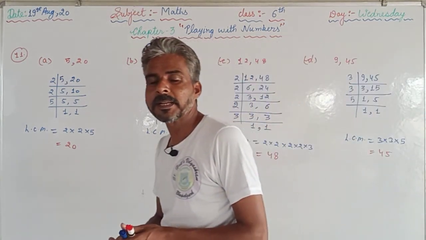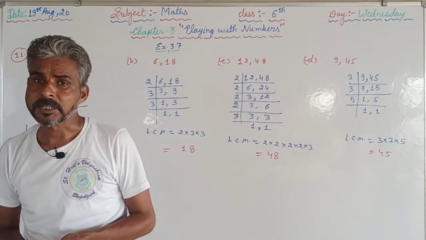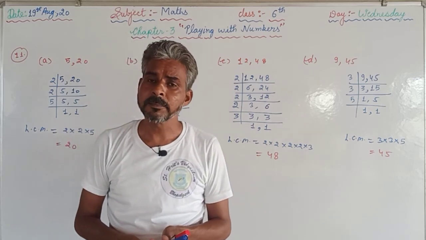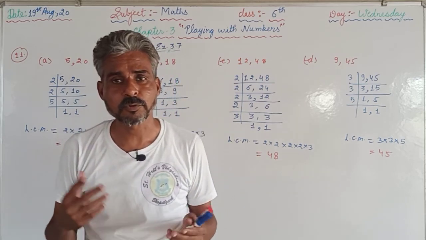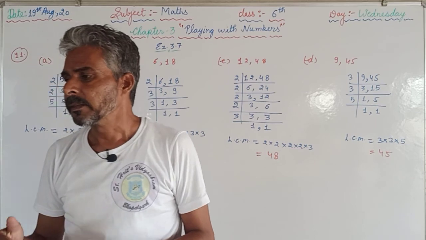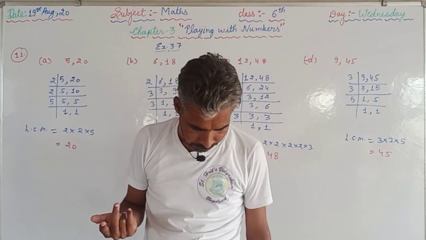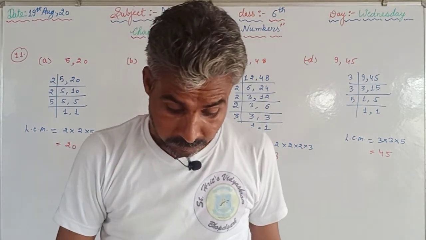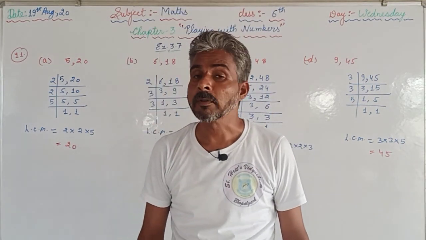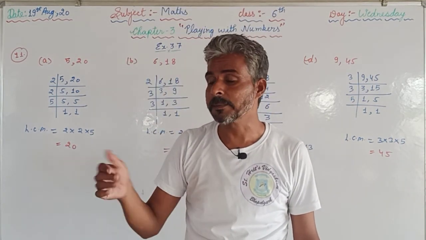So this is the bottom line. If two numbers are given in which the smaller number is a factor of the larger number, then the larger number will be the LCM of those two numbers. I hope that you have understood such type of questions, and you will now be able to solve all the questions of this chapter, as the chapter is also over.